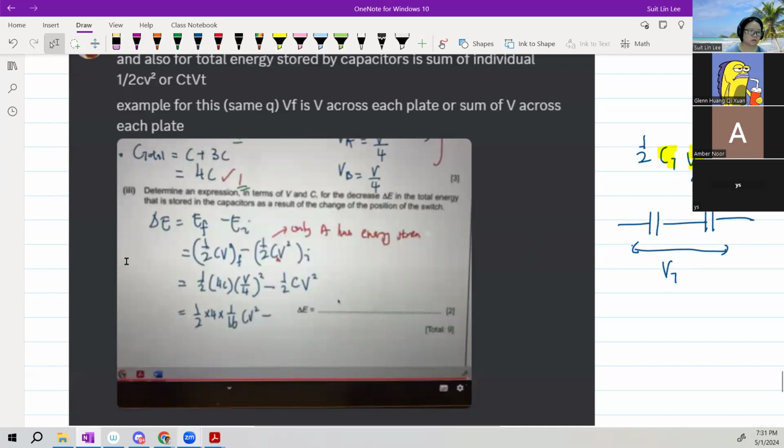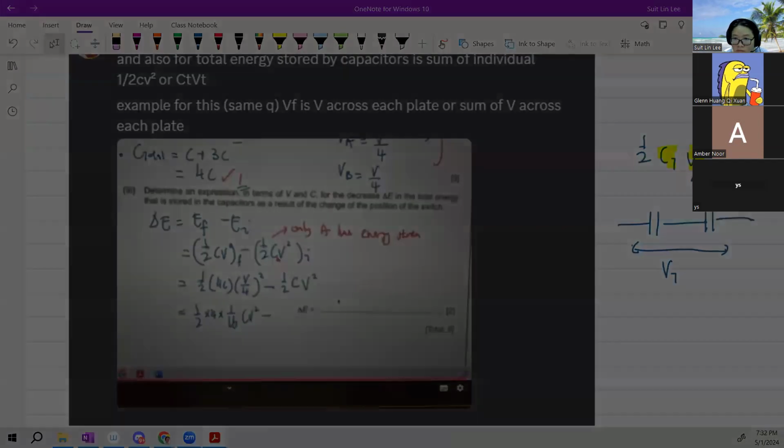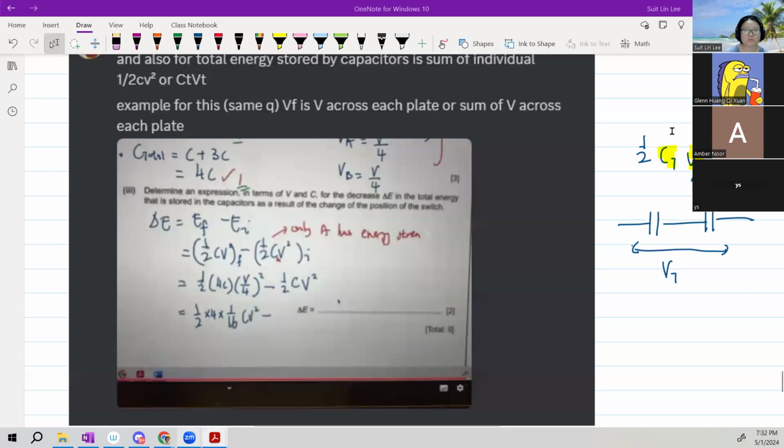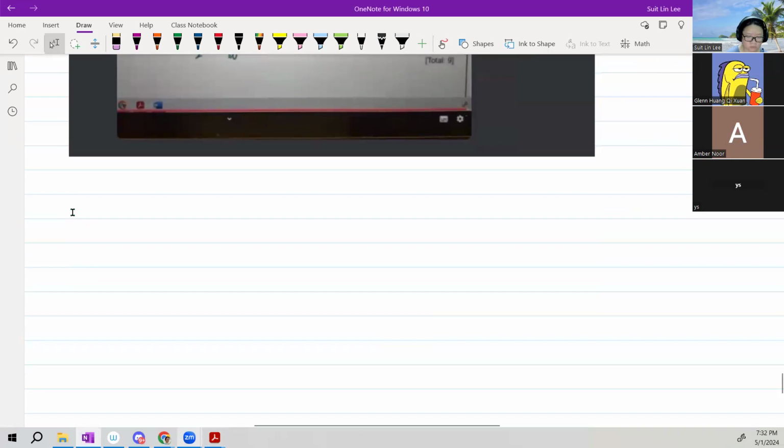Because actually I don't know which question this is. I think it's this one. But I don't know whether I'm answering your question or not, because I don't really understand your question. You want to clarify? I think it's this one. Now, what do you mean by C_T V_T?